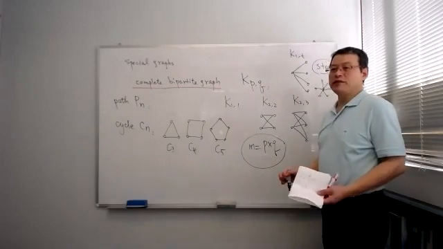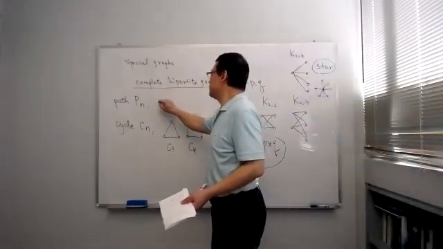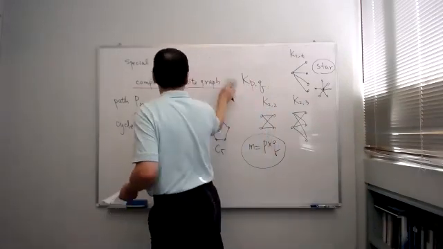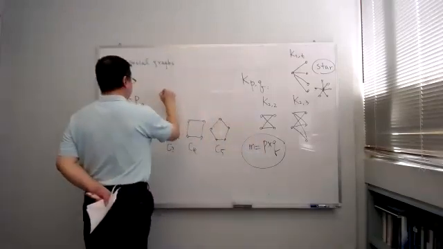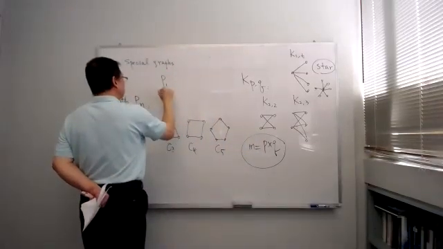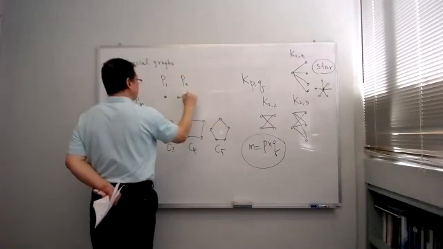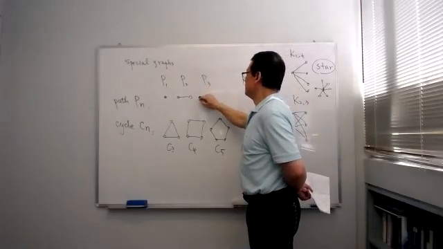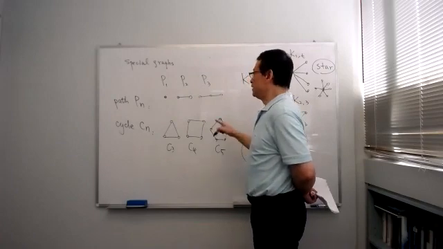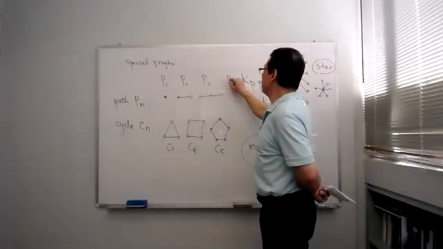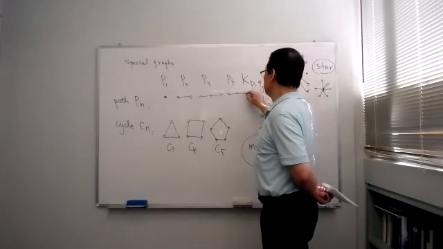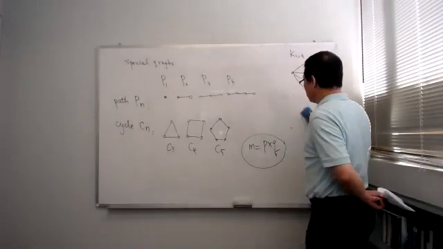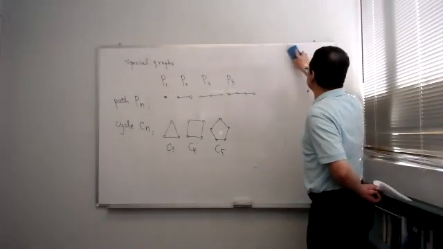A path really looks like a path. Let me start from P1, which is a single vertex. P2 is two vertices with an edge between them, and P3 has 3 vertices. So this one has 1 edge, this one has 2 edges, then P4. All right, so that's paths and cycles. Very, very simple. These are very basic graphs.